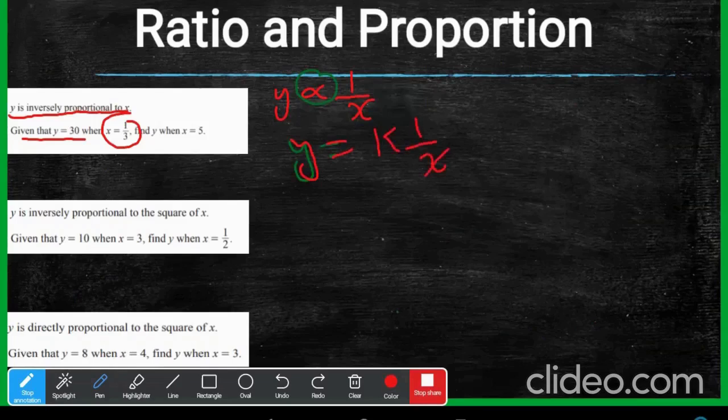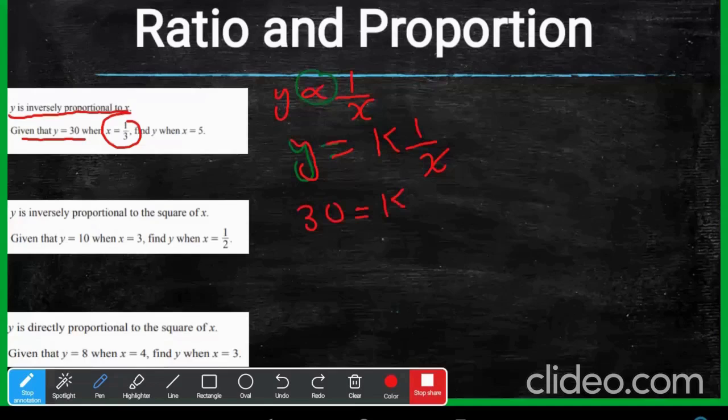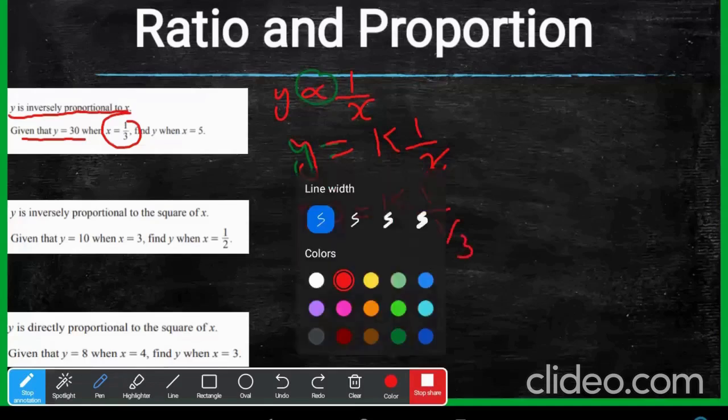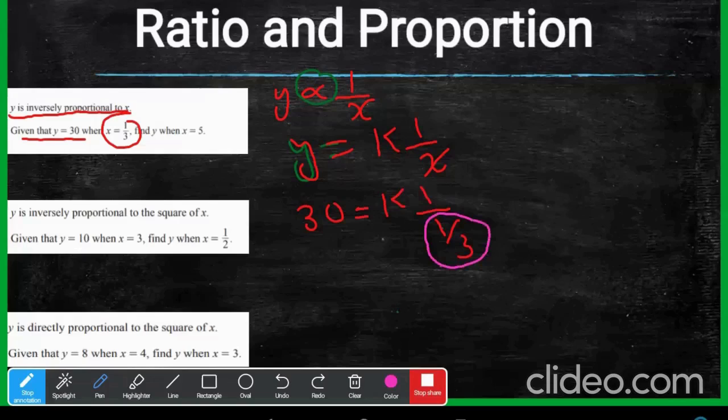Now, the value of y is 30, so I write 30 is equal to k, and the value of x is 1 upon 3. The value of x is also a fraction, so when we take the reciprocal, it becomes 3 upon 1. So it becomes 30 is equal to k times 3. We don't need to write the 1 in the denominator. So 3 is multiplying with k, it will move to the left side and divide. So 30 divided by 3, the value of k will be 10.